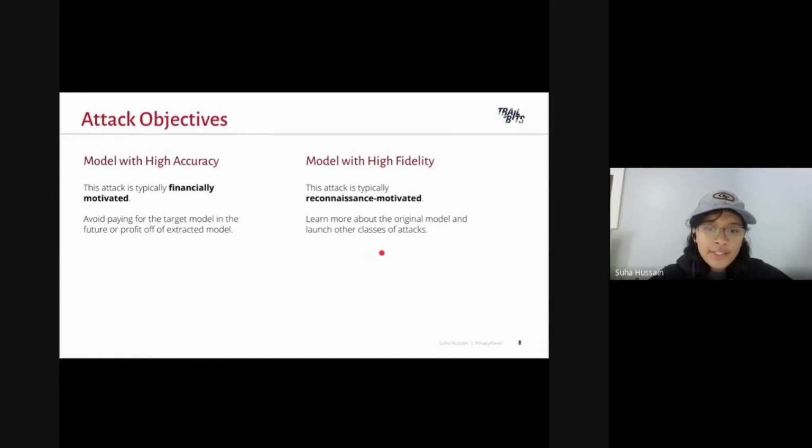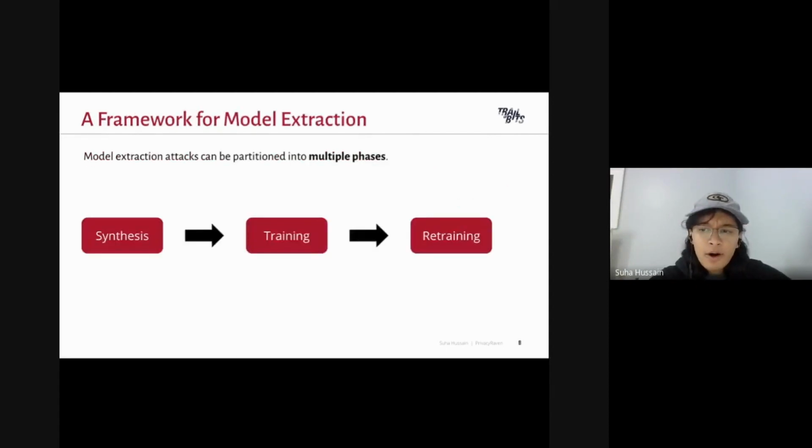Meanwhile, adversaries optimizing for high fidelity want to learn more about the target. The substitute model extracted using this attack allows the adversary to then launch other classes of attacks, such as adversarial patches or model inversion. The different methods of model extraction found in the literature sometimes take wildly disparate approaches, which leads to other tools and implementations treating each extraction attack distinctly. Instead, while building Privacy Raven, I partitioned model extraction into multiple phases that encompass most attacks found in the literature, notably excluding cryptanalytic extraction approaches.